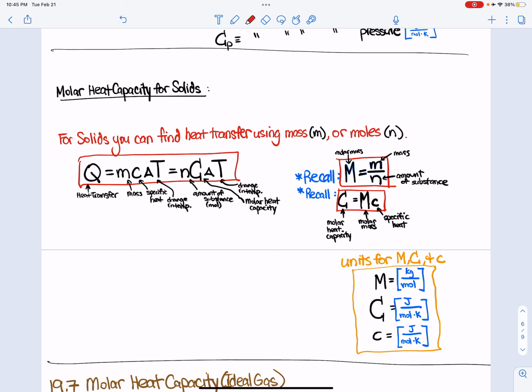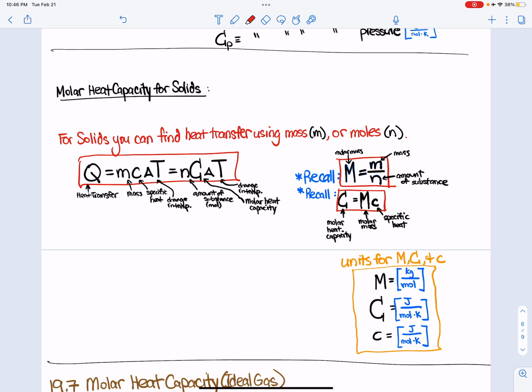These are just two equations that will allow you to find molar mass if you're given the mass, or find mass if you're given molar mass, or find moles if you're given molar mass. It's just a formula to go between one and the other. And same with molar heat capacity, molar mass, and specific heat, right here.